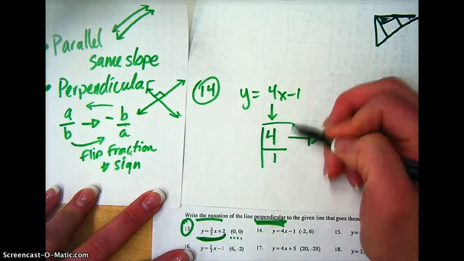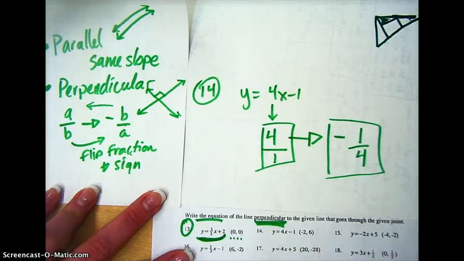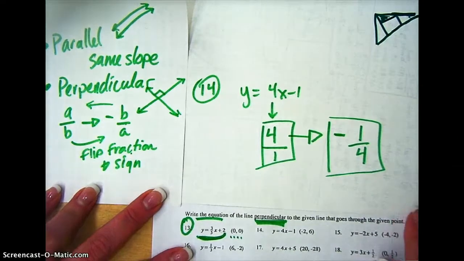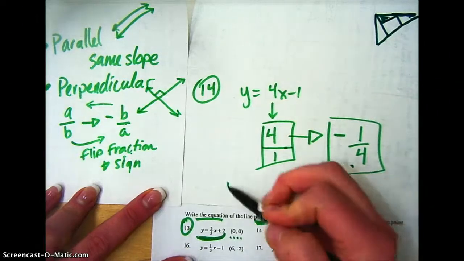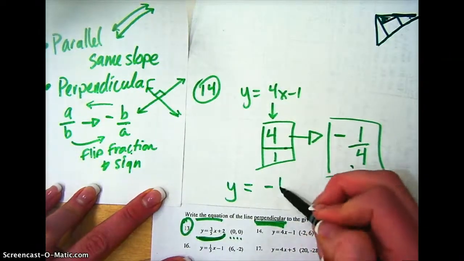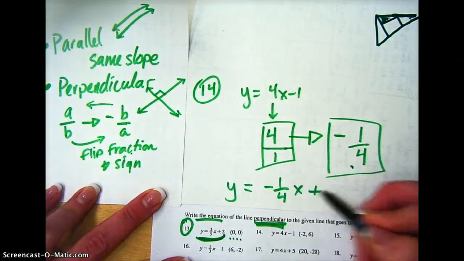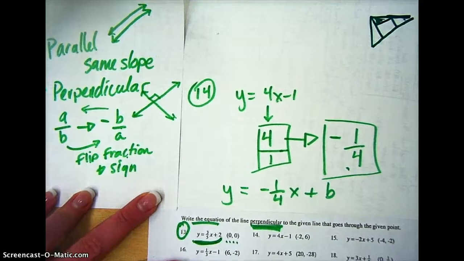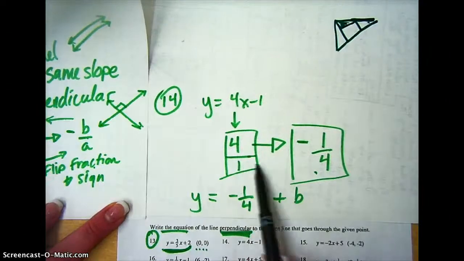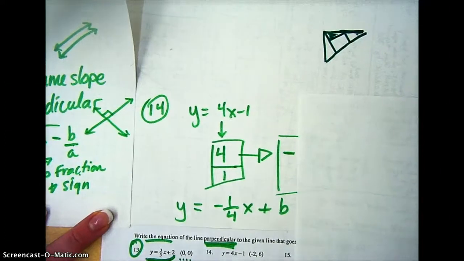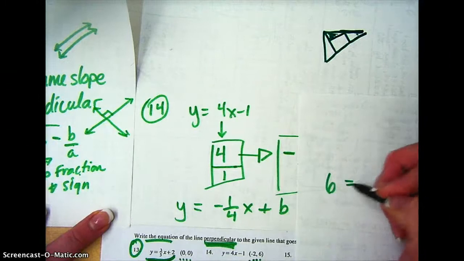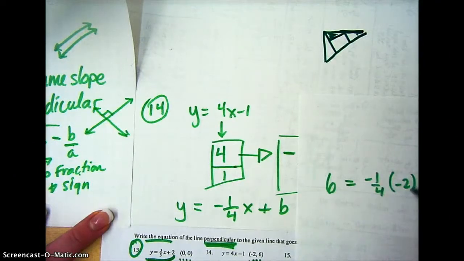So these are two slopes that are different. One will be perpendicular to the other. This was the slope of the line they gave me, and this is the slope of the line I'm looking for. So my rule for question 14 is y equals negative 1/4 x plus b. I don't know what b is yet. I found the slope by flipping the 4 into negative 1/4. Now I've got to find the rest of the rule. I'm going to use my point and plug in what I know. I'm going to put 6 in for y and negative 2 in for x, and I'm going to solve for b.